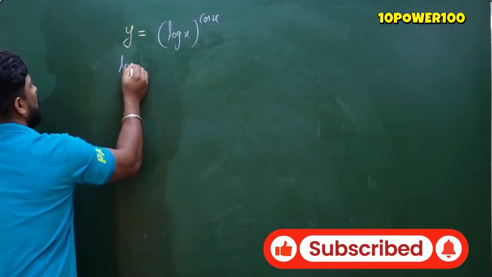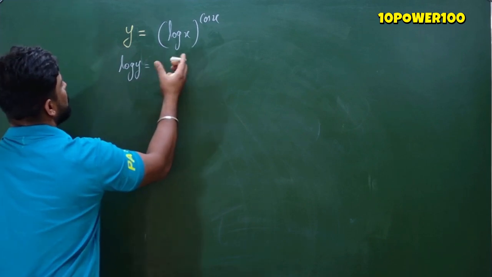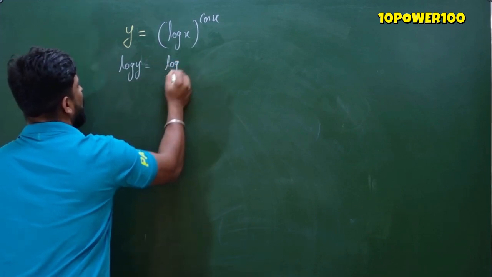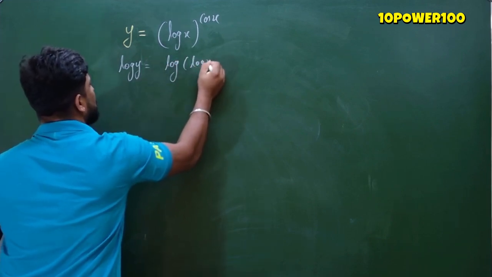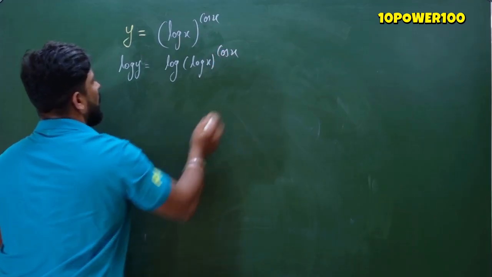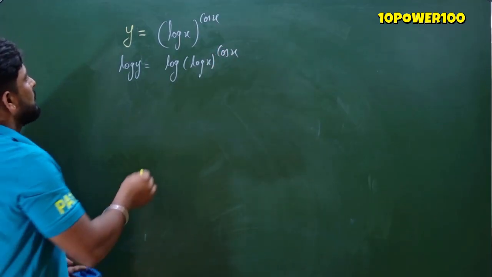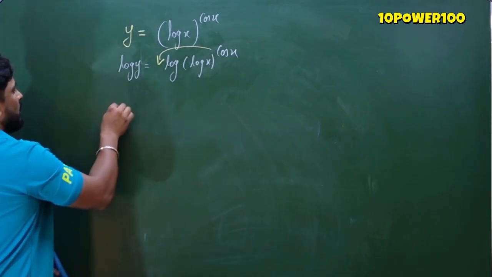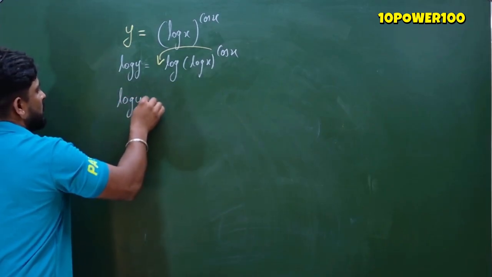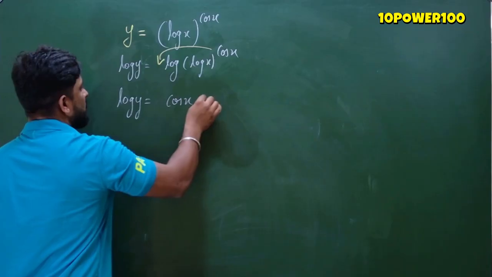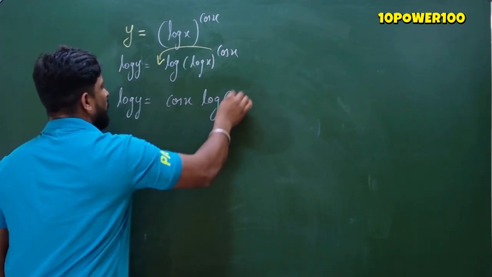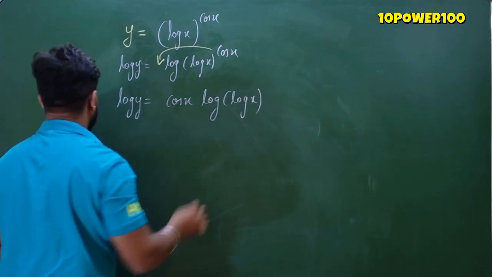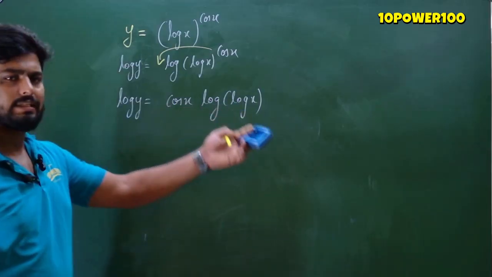So log y is equal to, this becomes log of log x into cos x. Yes, after this, this cos x in the next step comes here, right? So this is log y is equal to cos x into log of log x. Okay, everything is simplified. After that it's very simple.